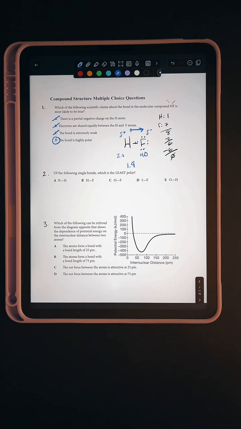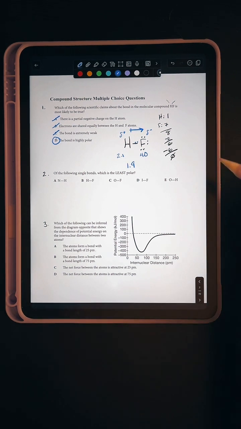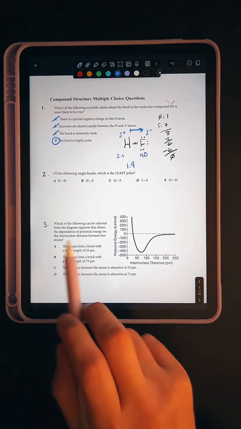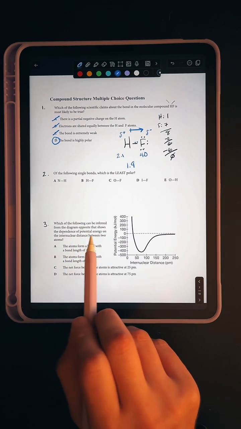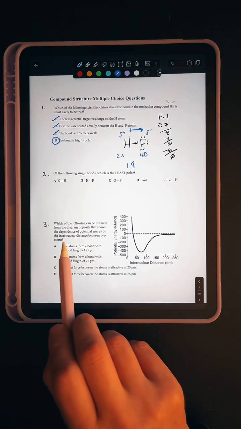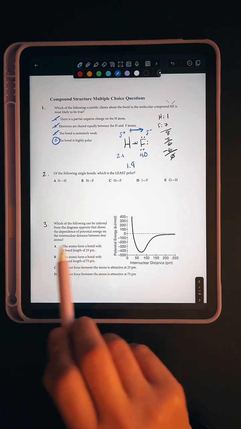All right, so let's go on to number 3. Which of the following can be inferred from the diagram opposite that shows the dependence of potential energy on the internuclear distance between two atoms?